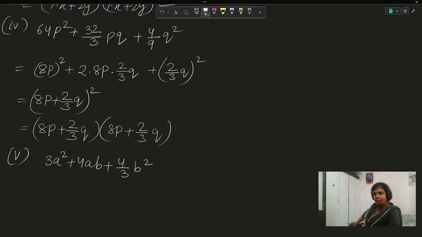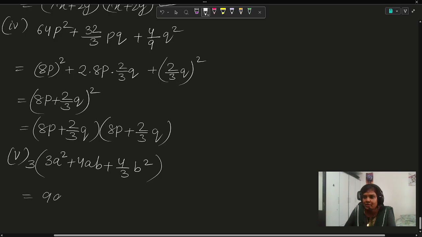3 is a prime number. 4 is a perfect square, that is 2 square. I am multiplying by 3 to eliminate the denominator. I want to eliminate the denominator, so I am multiplying by 3. So 3 times 3 is 9a square, 3 times 4 is 12ab. Here 3 and 3 will be cancelled, plus 4b square.